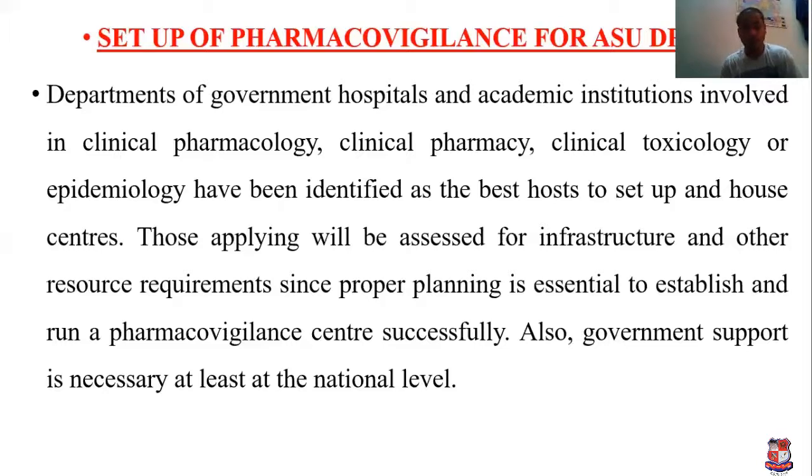To know the effect of a drug, we must set up some centers. They work on the phytopharmacovigilance or pharmacovigilance of the drug. So these are the centers we can set up. Those applying will be assessed for infrastructure and other resource requirements, since proper planning is essential to establish and run a pharmacovigilance center successfully. Also, government support is necessary, at least at the national level.